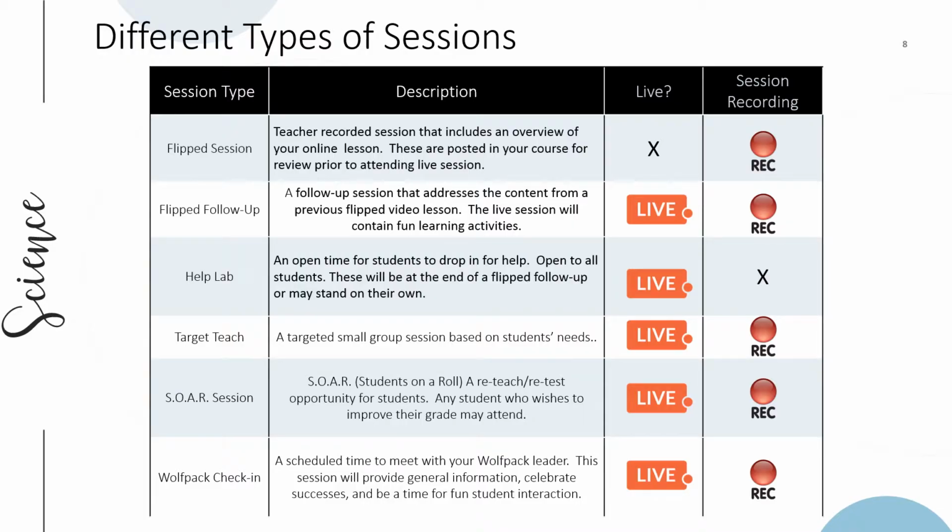Let's go over a quick overview of the different types of sessions that you are going to see. The first one is that flipped session. These are the sessions that are recorded prior to you coming to a live Class Connect. This is where you can log in, click on that flipped recording section, and you can see lessons that pertain to your course where you are. So you can view those prior to attending your live session, or just to help you through a lesson, you can watch those flipped session recordings. They are not live, they are recordings that are posted in your course.